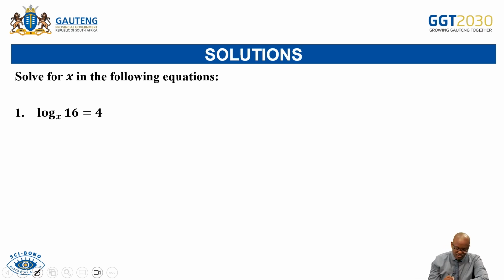So let's see, how do we deal with such equations? Remember, we are solving for x. It means at the end of the day, we must make x the subject of the formula. In this case, our aim is to get rid of the log. But how do we then get rid of the log?